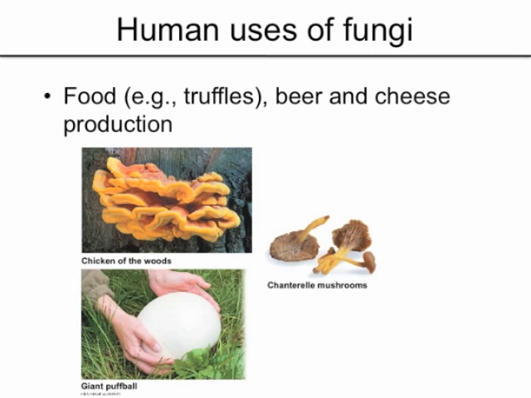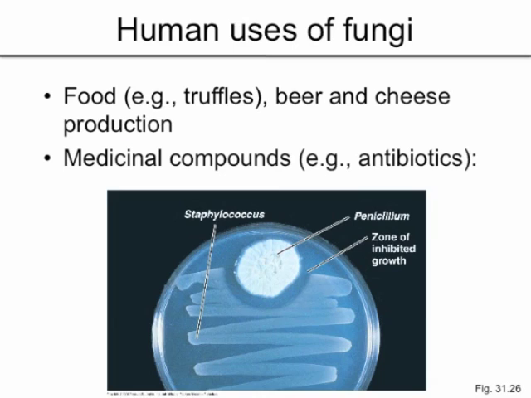All right, so truffles, if you've heard of truffles, that's a mushroom as well. Beer and cheese production all use fungi, using the yeasts, things like that. So there's lots of food-related products. There are also medicinal compounds, so antibiotics. A lot of antibiotics like penicillin. Penicillin is a fungus, so you can grow it.